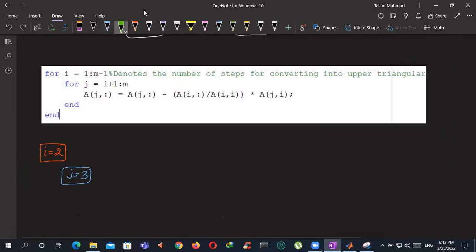So if I try to execute this line, A(j,:), it means what? A(3,:) equals A(j,:). So A(3,:) minus A(i,:). The value of i is 2 now, because we want to focus on the second equation right now.